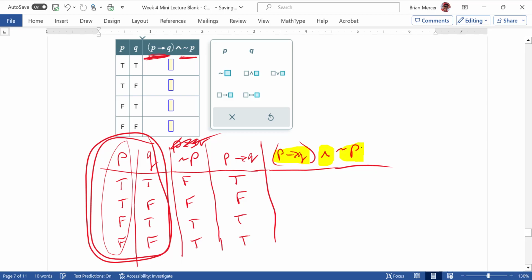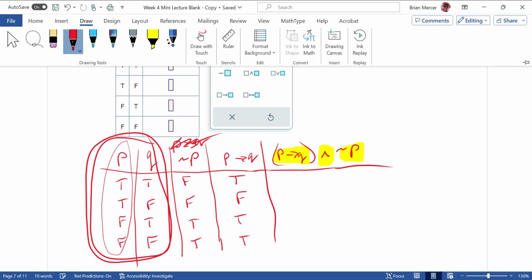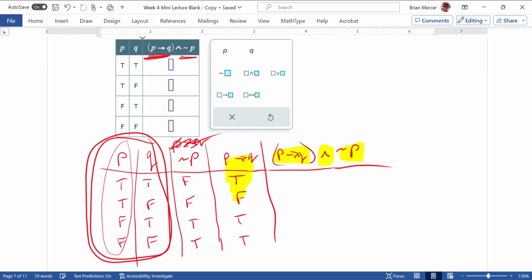I apologize, I think I said or. I meant and, because that's a conjunction, not a disjunction. But at any rate, so the and, P implies Q, and not P, that statement, if you remember, is true only if both statements are true. So I'm looking at, using the highlighter, this column and this column. So those are my only two columns I'm looking at to evaluate this.